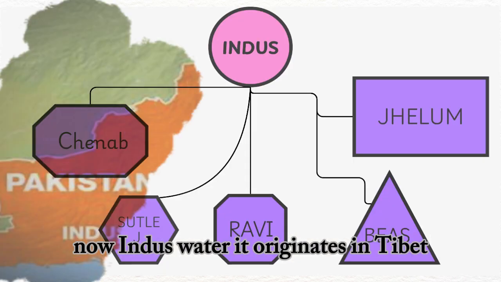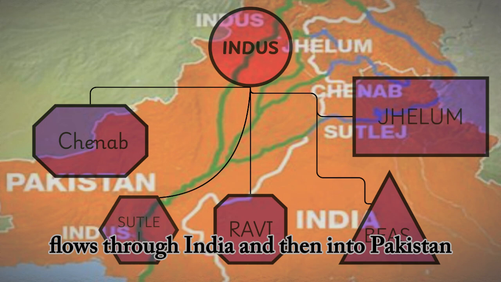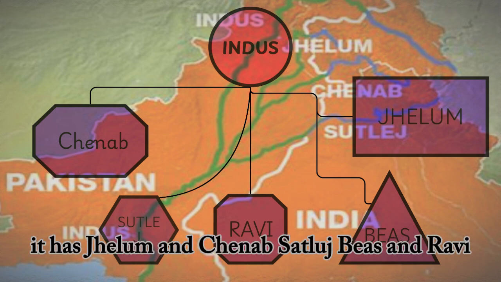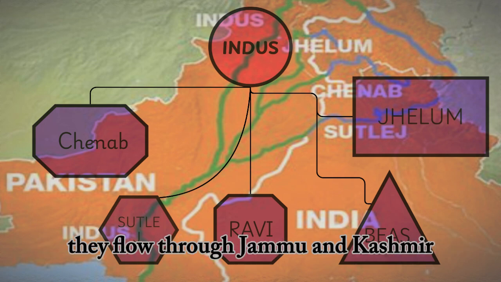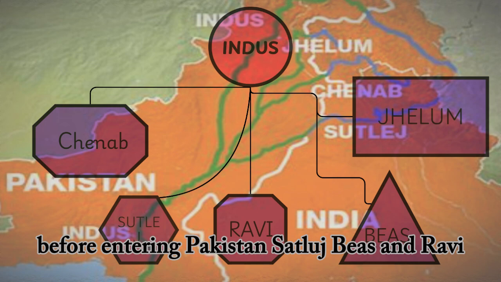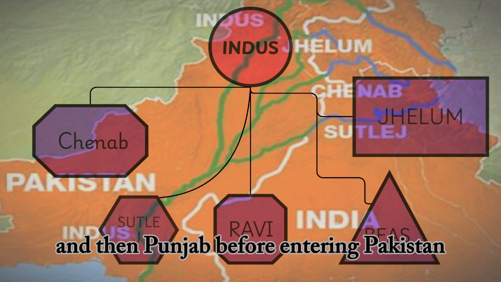Now the Indus water originates in Tibet, flows through India, and then into Pakistan. It has Jhelum and Chenab, Satluj, Beas and Ravi. Now Jhelum and Chenab flow through Jammu and Kashmir before entering Pakistan. Satluj, Beas and Ravi flow through northern India and then Punjab before entering Pakistan.